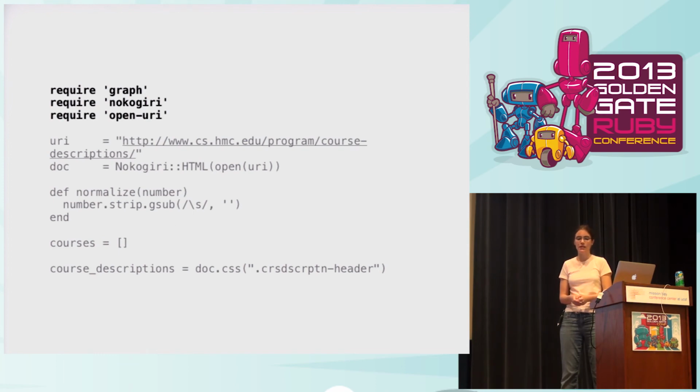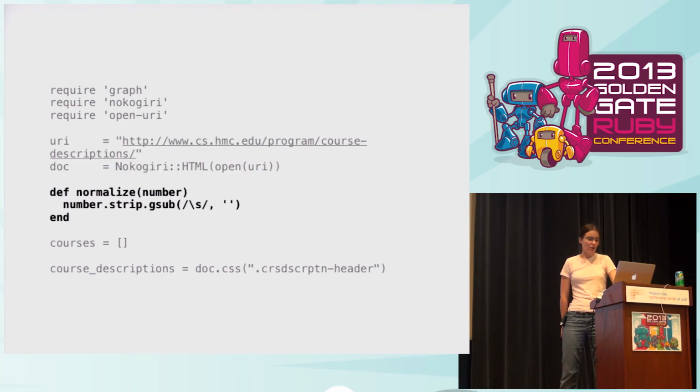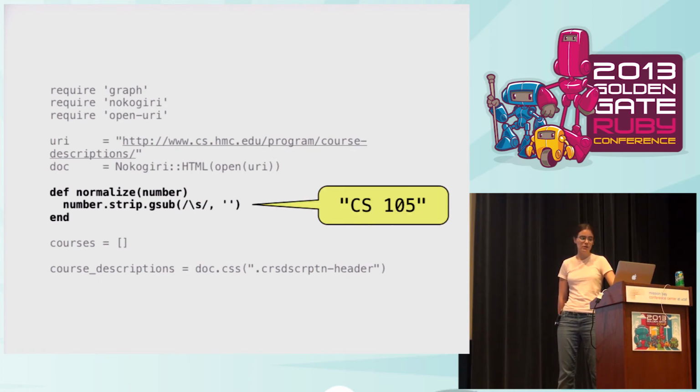So zooming in on that section, we have require graph, require Nokogiri, and require open URI. This is the location of that document, and then we're going to use open URI to open it and get an IO object back, and then we're going to use Nokogiri HTML to parse that and give us a Nokogiri document. I'm defining a quick convenience method called normalize for the course numbers, because sometimes it's CS and a bunch of spaces, sometimes it's CS and no spaces before the numbers. So this method just takes something that looks like this, CS space 105, and smashes the 2 pieces together. It just strips out all the white space.